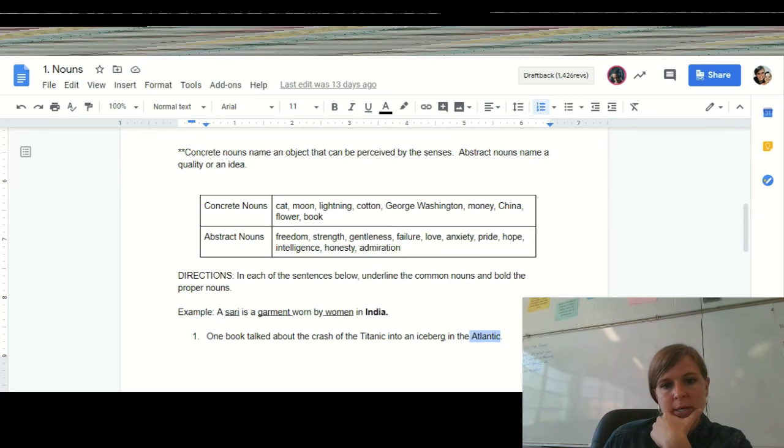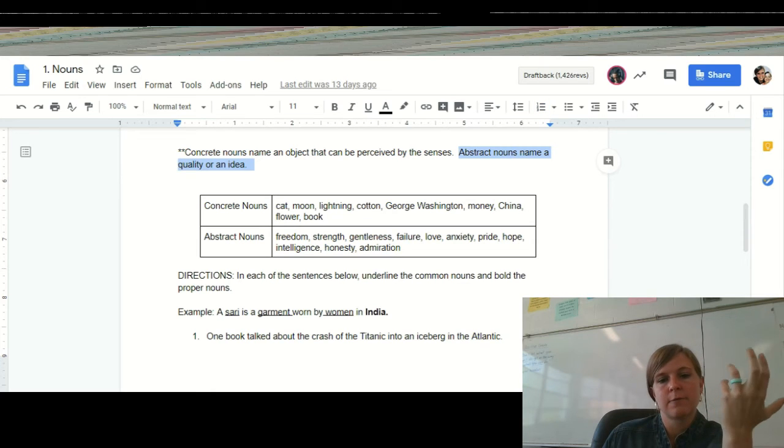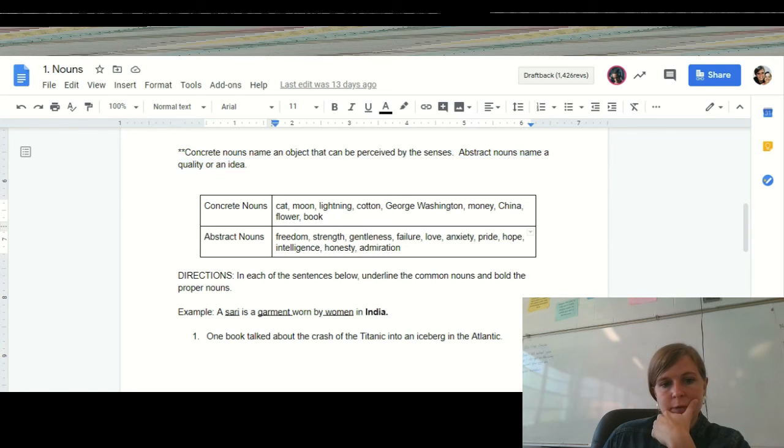And then abstract nouns, these are basically like a feeling. Okay, so abstract nouns name a quality or an idea. It's not anything physical, it's more of a feeling. So freedom, strength, gentleness, failure, anxiety. Some people would argue that you can see love. Yes, you can see love, but it is more of a feeling.